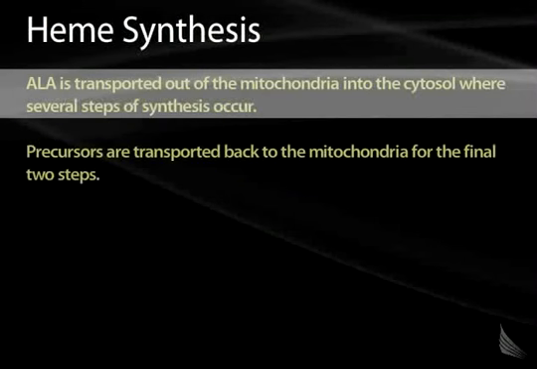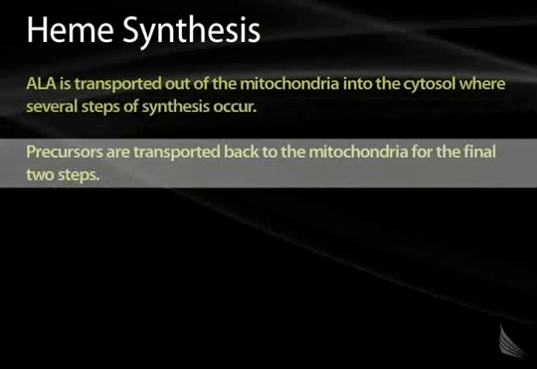ALA is then transported out of the mitochondria into the cytosol, where several of the steps of heme synthesis occur. And finally, the precursors are transported back to the mitochondria for the final two steps. And we're not going to detail those. I just want you to know that one step.